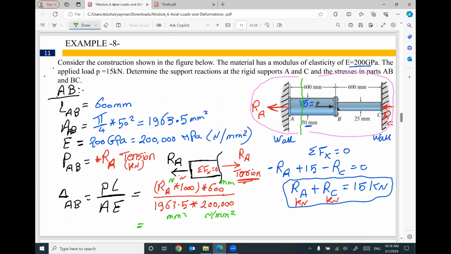This value equals 0.00153 RA, and there will be elongation. Elongation means positive because the applied force in this part is tension. Does that make sense? Let's do it one more time for part BC.